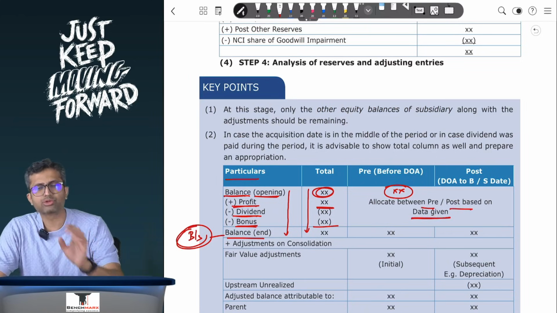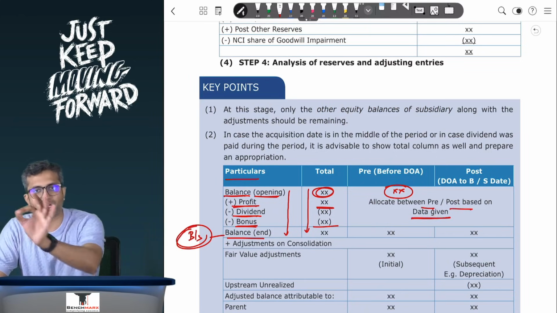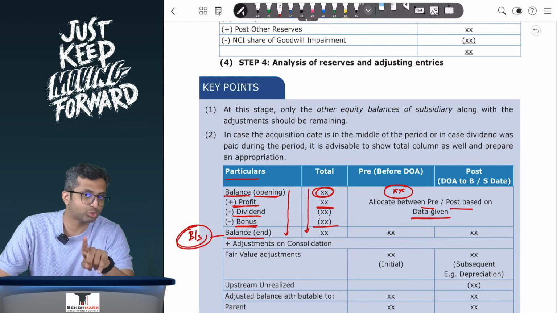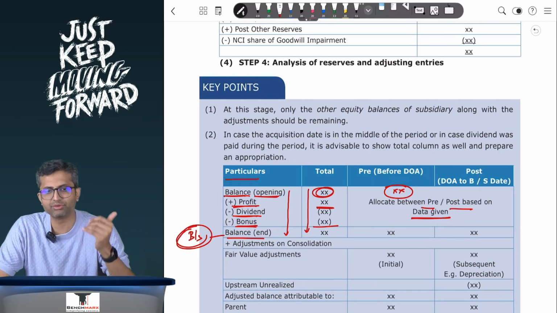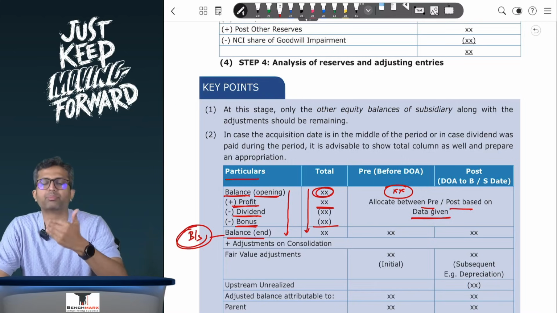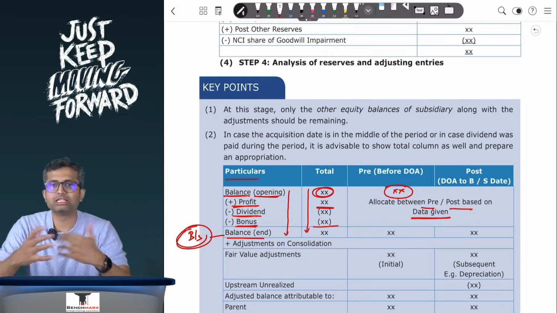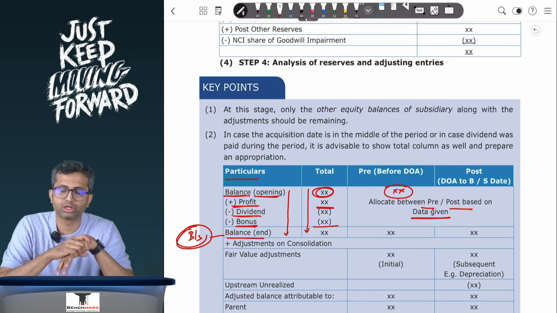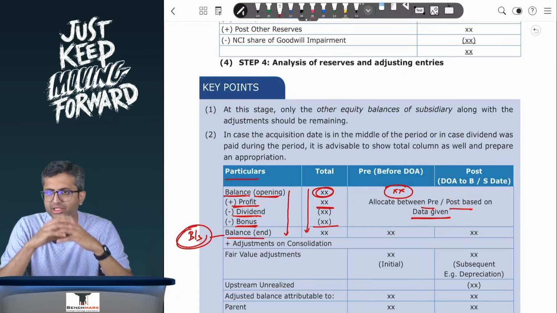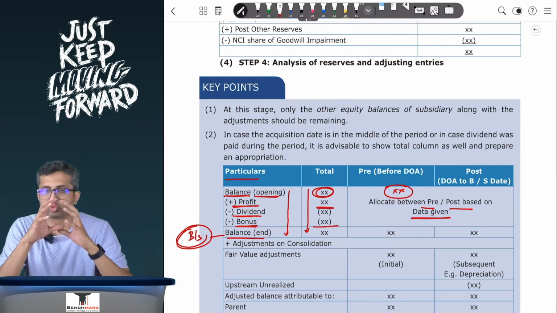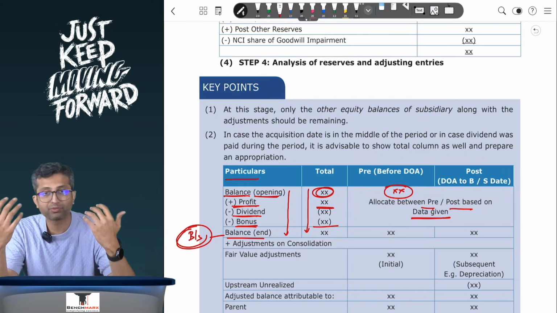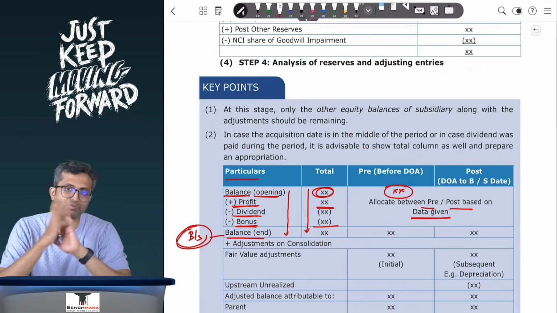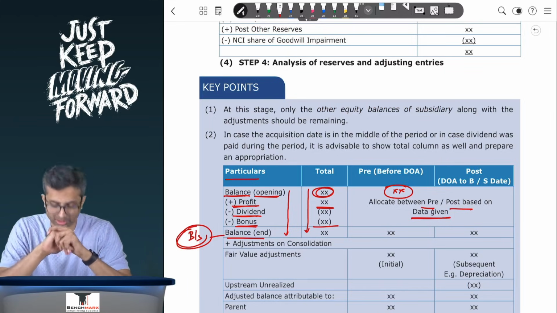Well, if nothing is given, it is safe to assume that the dividend must be paid out of post-acquisition profits, but if it is given to be out of pre-acquisition profits, you can assume that accordingly. The general assumption for dividend is it is paid out of the profits from which it is earned, like dividend of the year 2025-26 must be paid out of the profits of the year 25-26, or dividend for the year 23-24 must be paid out of the profits of that year. That is usually the assumption that people take.